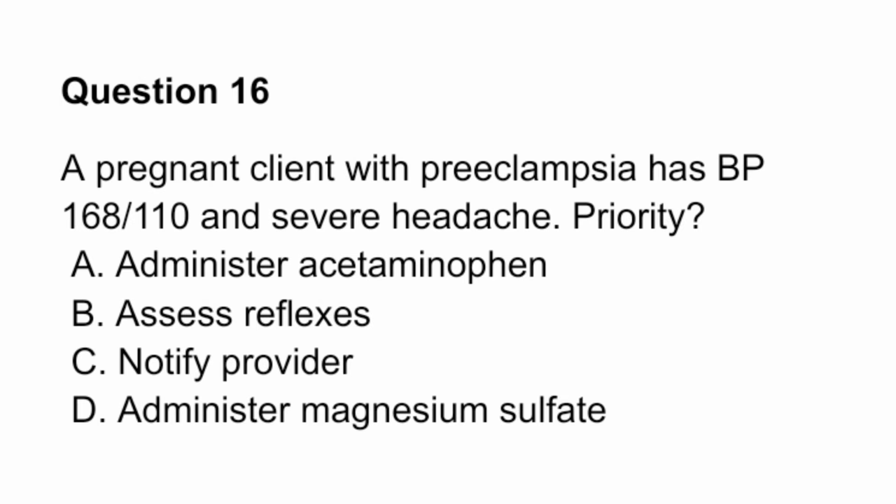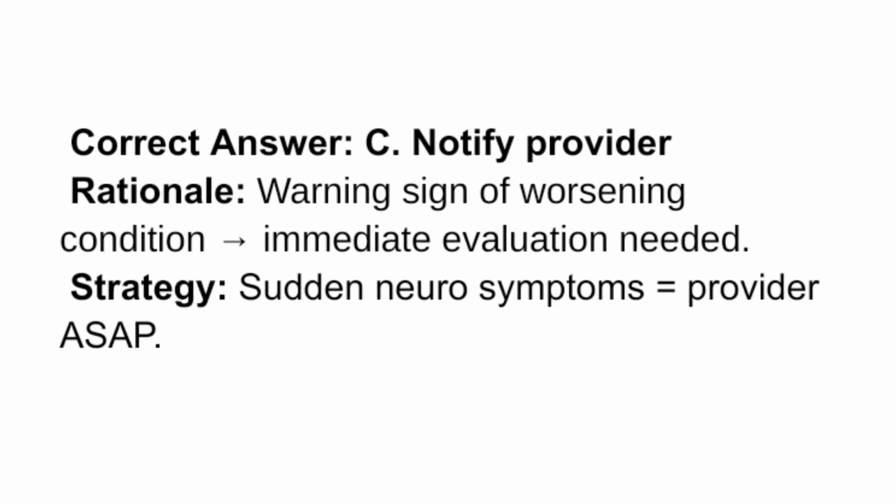Question 16. A pregnant client with preeclampsia has BP 168/110 and severe headache. Priority? A. Administer acetaminophen. B. Assess reflexes. C. Notify provider. D. Administer magnesium sulfate. Correct answer, C. Notify provider. Rationale: warning sign of worsening condition, immediate evaluation needed. Strategy: sudden neuro symptoms equals provider ASAP.